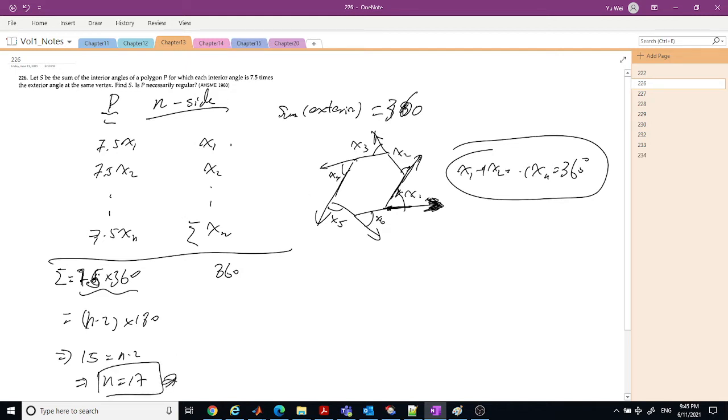And of course, based on this relationship, there's no restriction that it has to be regular. There is no restriction that you have to force x1 equals x2 up to x17. Okay, so this is this problem.